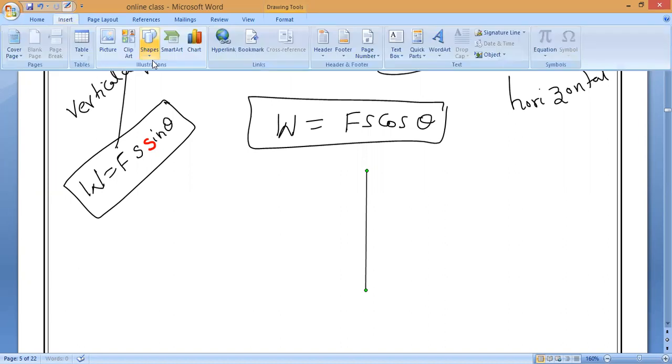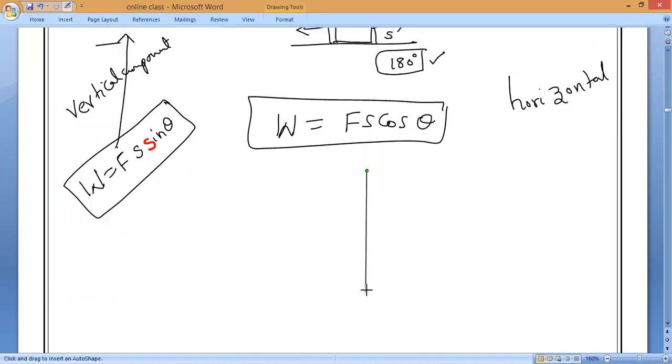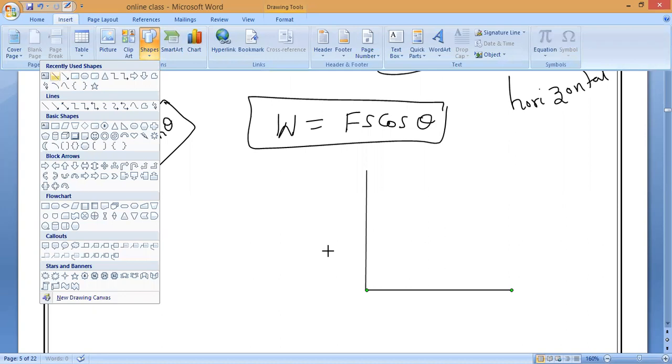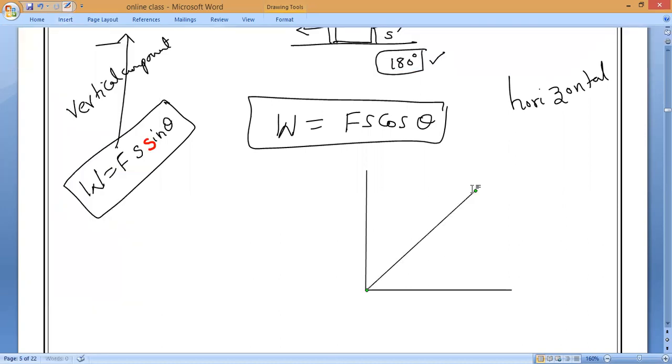If it is the horizontal component, what is the formula? Fs cos theta. If it is vertical, then what is the formula? Fs sin theta. So please remember that. If this is the force, then this is the angle theta. If it is horizontal like this, then F cos theta is the formula. If it is vertical, then the formula is F sin theta. So please remember.